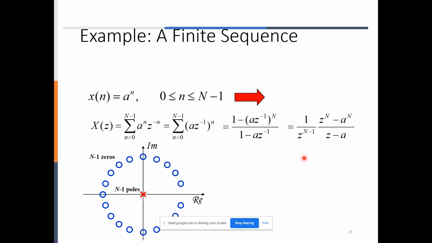So n minus 1 zeros, because z to the power n minus a to the power n will give the zeros. So how many zeros? There are n minus 1 zeros. So the ROC is from z greater than 0 to less than infinity.